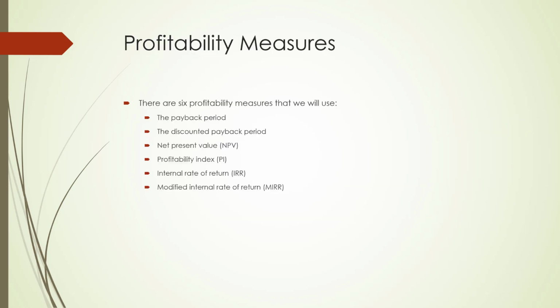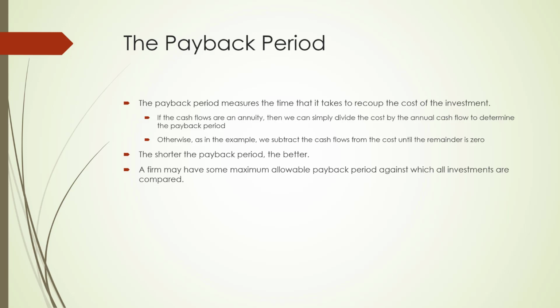There are 6 profitability measures that we're going to look at, and we'll go through each of them in turn here, but they are the payback period, the discounted payback period, net present value, profitability index, internal rate of return, and modified internal rate of return. And you should be at least a little bit familiar with all of these because you would have seen them in Finance 3300. So let's start with the payback period.